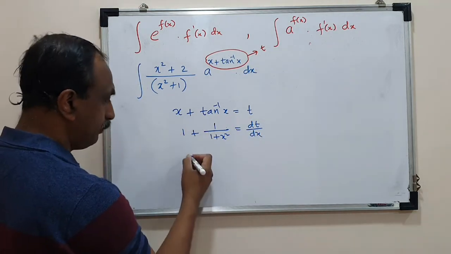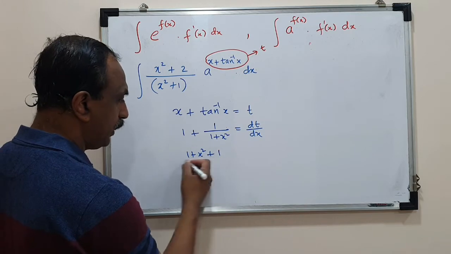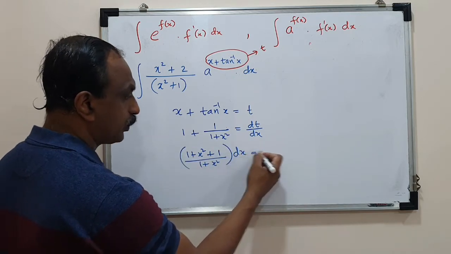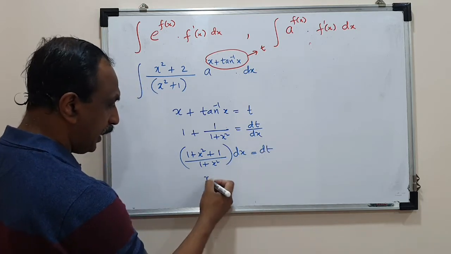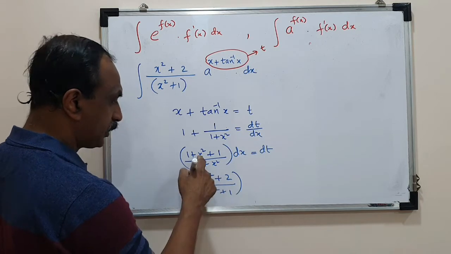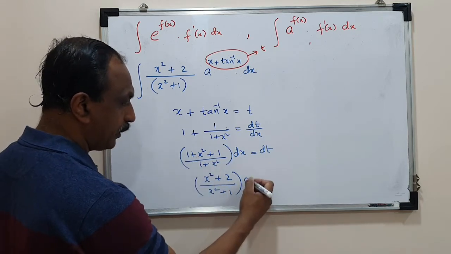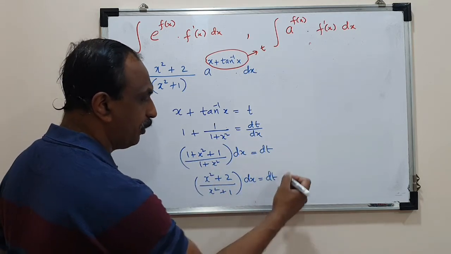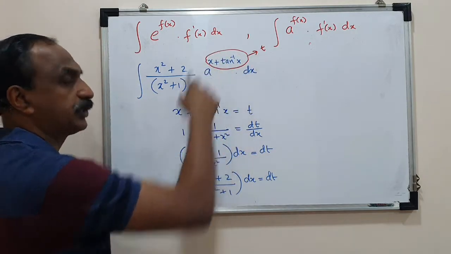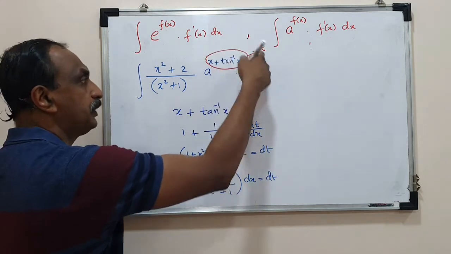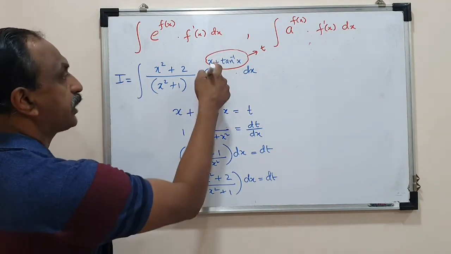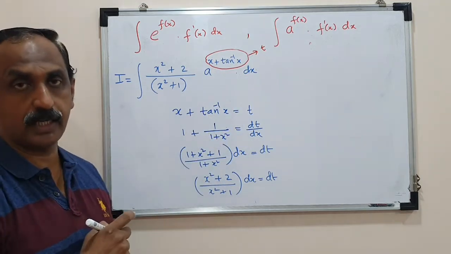When you take the LCM, 1 plus x square plus 1 upon 1 plus x square into dx equal to dt. So I can say x square plus 2 upon x square plus 1 into dx became dt. As I told you before, if the base is a constant and the power is a function of x, you have got to put the power as t. There is no other option for you. Hence, we put x plus tan inverse x as t. This is how you recognize.